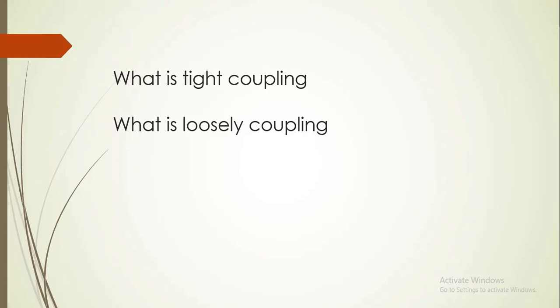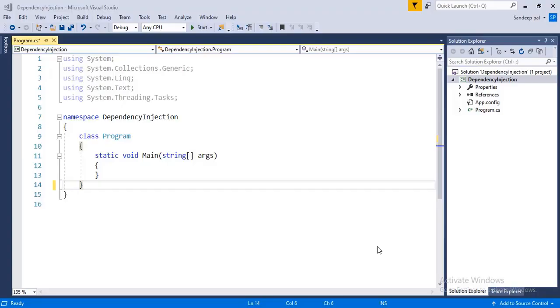Loose coupling means two objects are independent of each other. That means if we change one object, then it will not affect the other object. Loosely coupled code allows us to manage future changes easily and also allows us to manage the complexity of the application. Let's take a quick example of tight coupling.